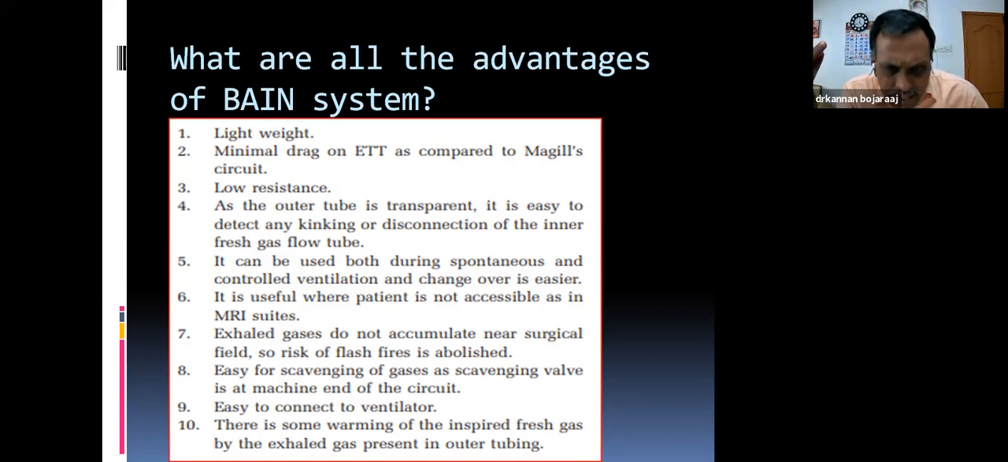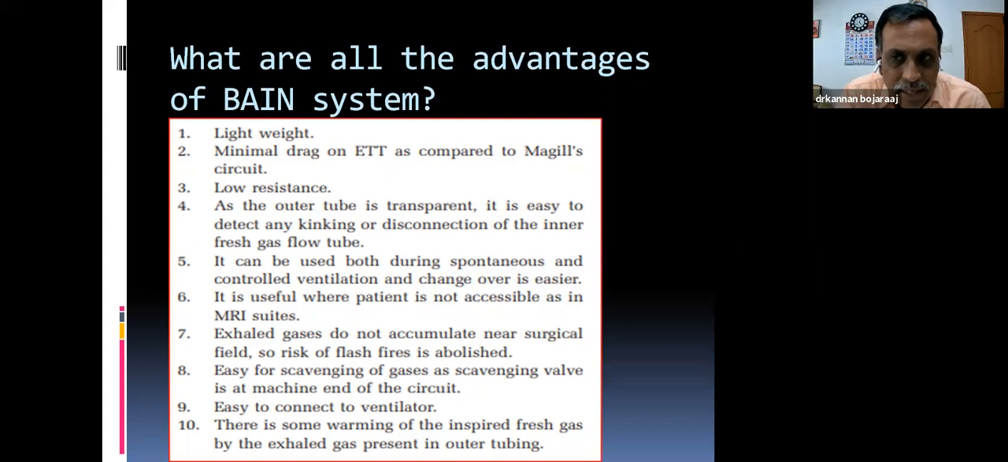and exhaled gases do not accumulate near the surgical field, so the risk of flash fires is abolished. It's a very rare advantage. And it is easy for scavenging gases because the APL valve is there. With this APL valve, you can connect a hose to the scavenging system. Thereby, you can reduce air pollution.